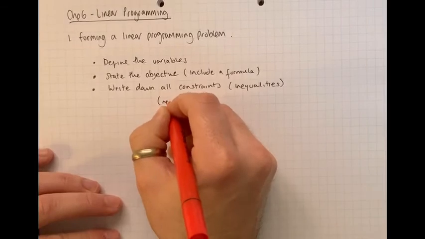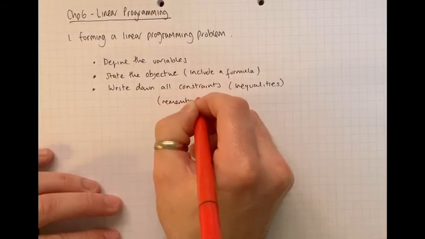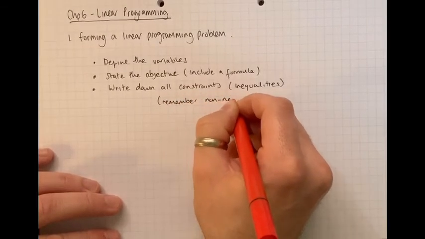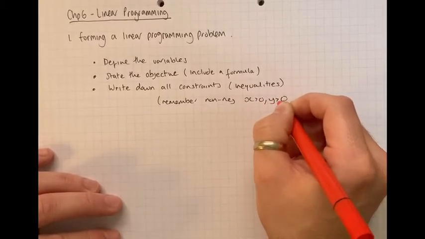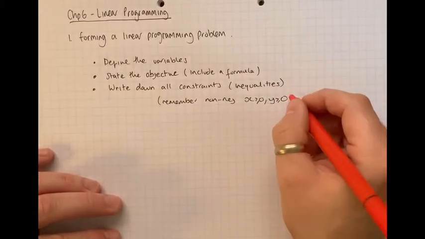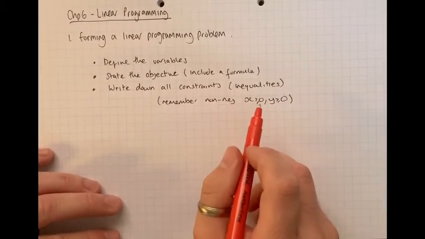Try to remember the non-negative ones. Normally it's x is bigger than 0, y is bigger than 0, it might be greater than or equal to, but it's an easy one to forget. It can be a mark in the exam.